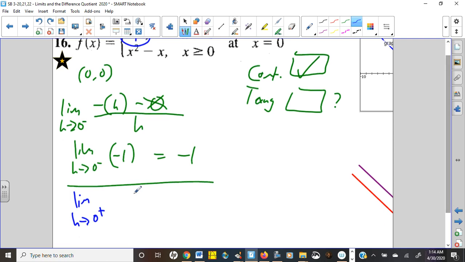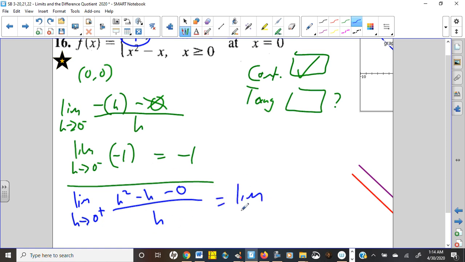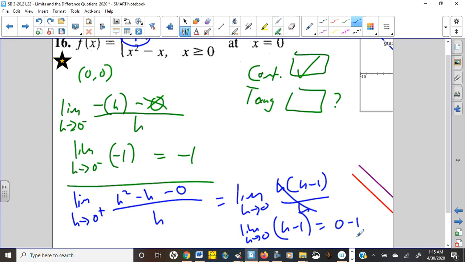and the function's x squared minus x. So that would be h plus 0, which is just h squared, minus h plus 0, which is just h. And then if I plug 0 in there, remember I get a 0. So that 0 just kind of goes away. And I can factor an h out. It cancels. And then I am taking really just the limit as h goes to 0 of h minus 1, which is 0 minus 1, which is negative 1.